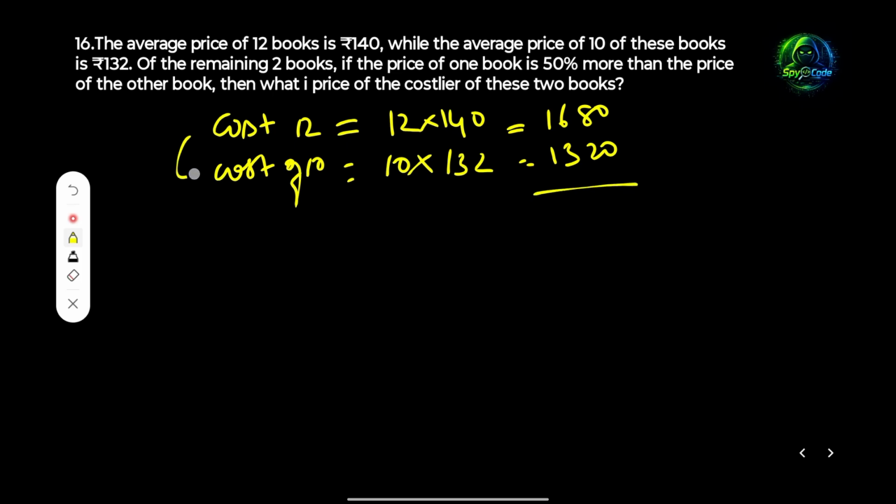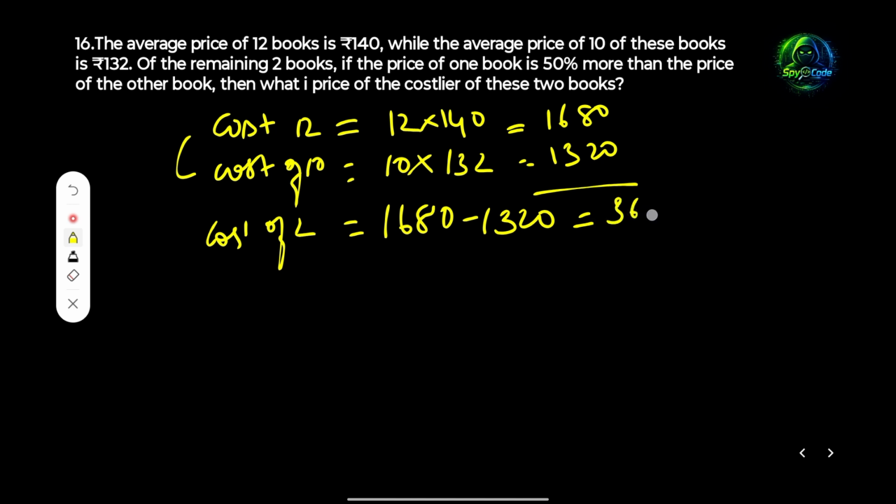So here we need to find the difference of these two books. Okay. So cost of two books, which is 1680 minus 1320. So this is around 360 rupees. This is the cost of two books.